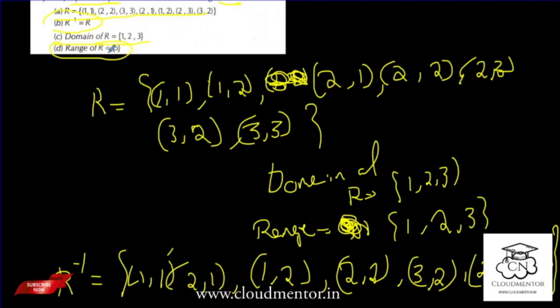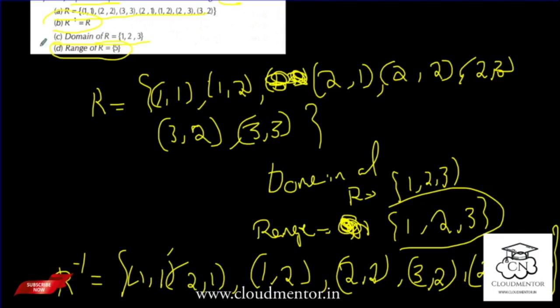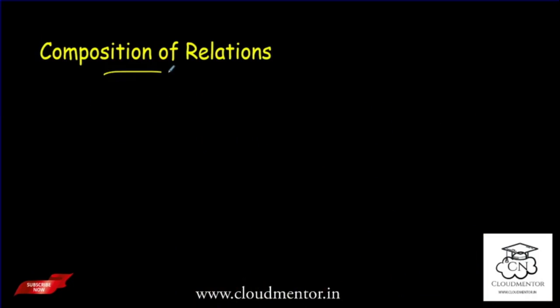The range of R is equal to {1, 2, 3}. So that's the option. And now let's move to the next topic, that is composition of relations.